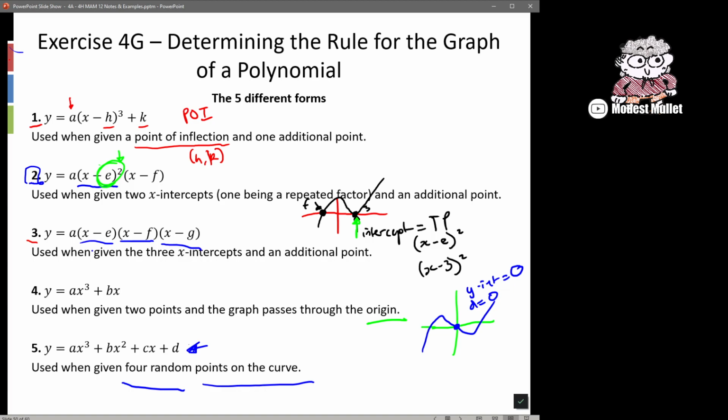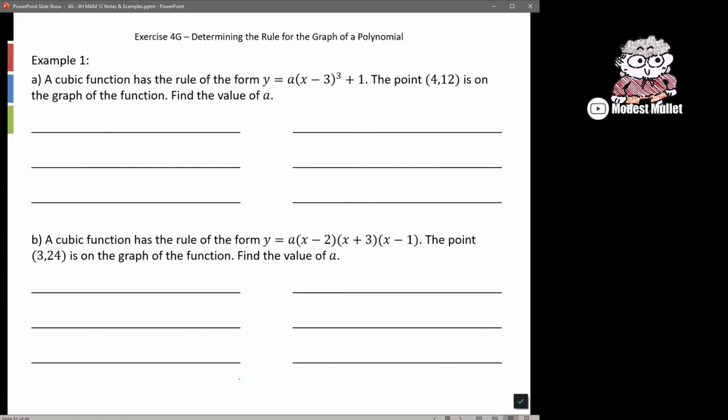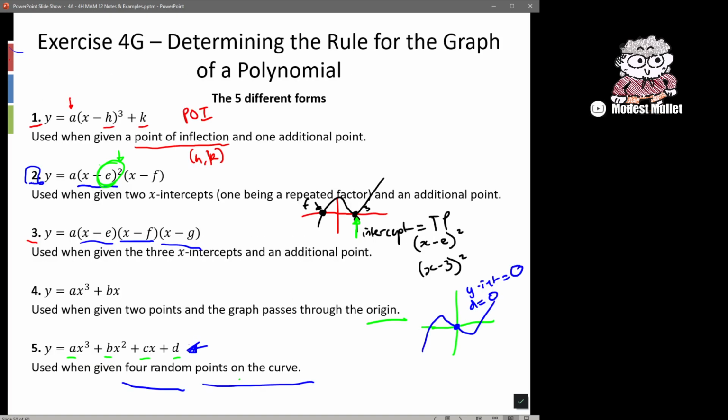Now, we have 4 unknowns here. We have alpha, Bravo, Charlie, Delta. We don't know those, so we're going to need 4 bits of data to be able to figure that out, so you end up with 4 equations to try and solve. That fifth one, you're never really going to have to do it by hand.